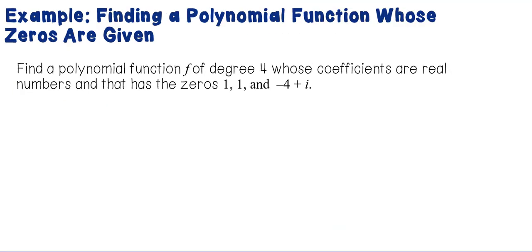Next example, find a polynomial function f of degree 4 whose coefficients are real numbers and that has the zeros negative 1, 1, and negative 4 plus i. And they might also say 1 in parentheses, and you might see a 2. That means 1 has a multiplicity of 2, so that means that 1 is going to appear twice.